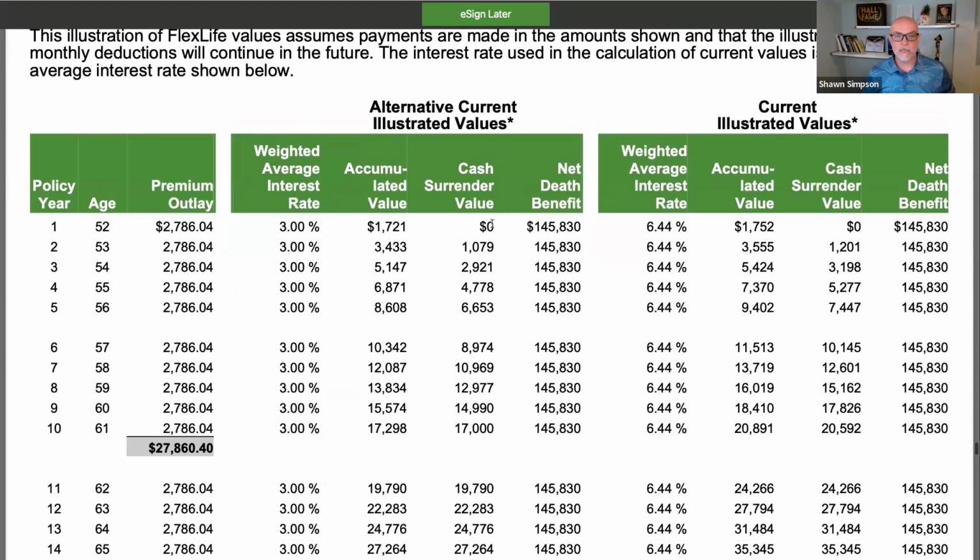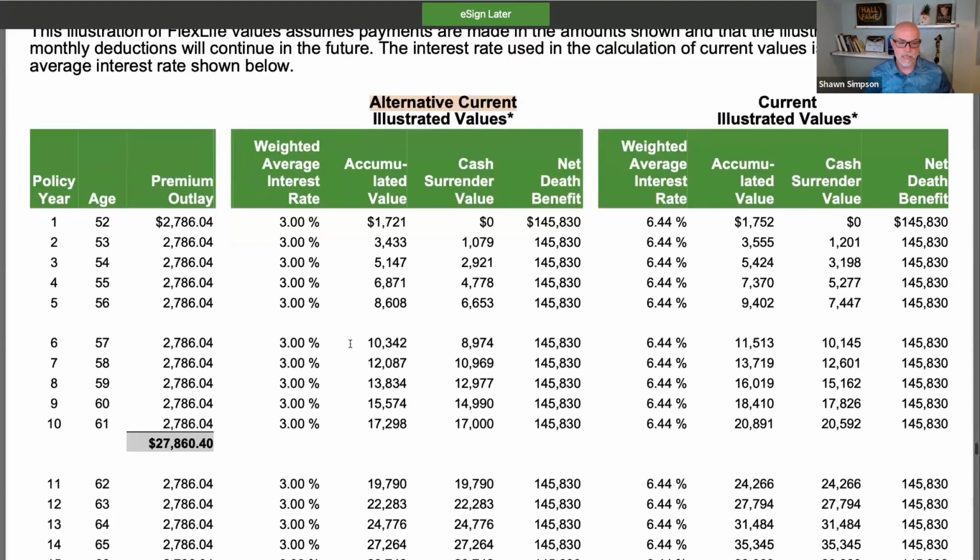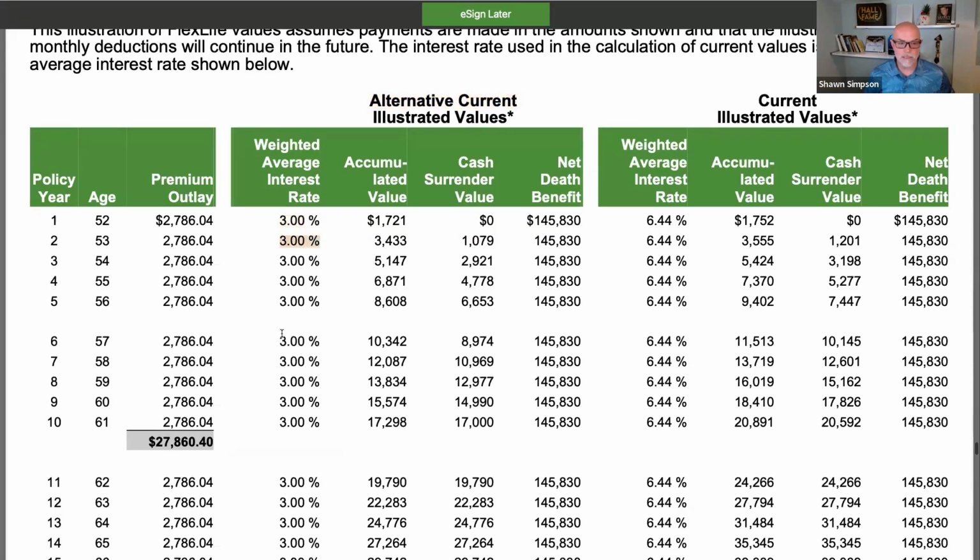Then I'll come down here and I'll say alternative current value. The state of Nebraska wants us to show you what happens if the market performs less than the current illustrated value. And so this shows you at an interest rate of 3%, okay, you'd have 27,000 in it after 10 years, okay? You're going to be 61 years old, and then you're going to have about 17,000 of cash value, okay?